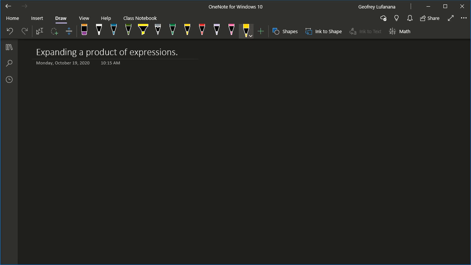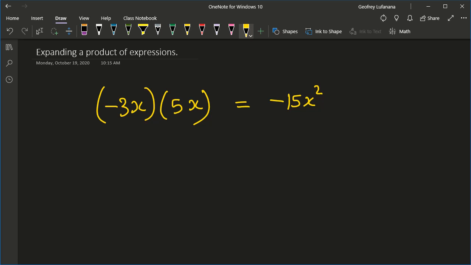For example, if I have negative 3x times 5x, my answer, I need to recall, first I'll multiply out the numbers, but remembering that a negative times a positive is a negative. So I have negative 15, then x times x is an x squared.